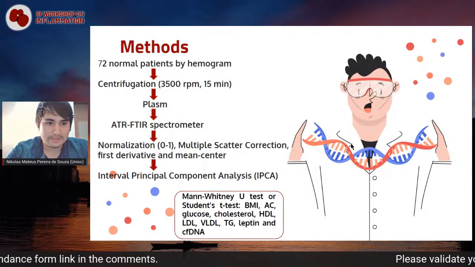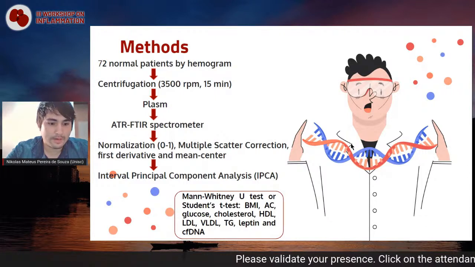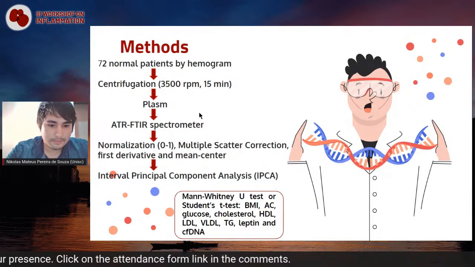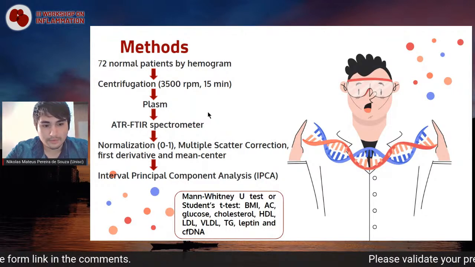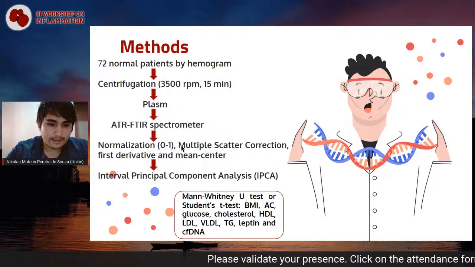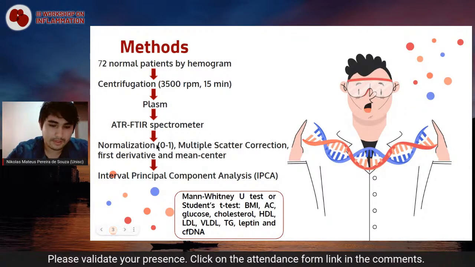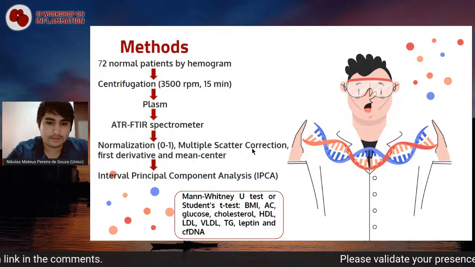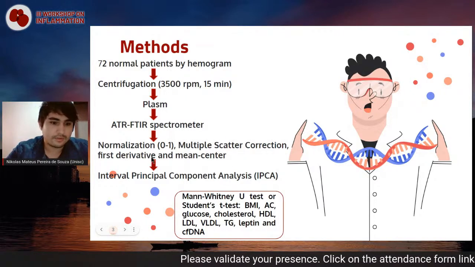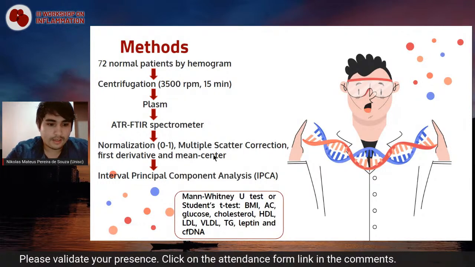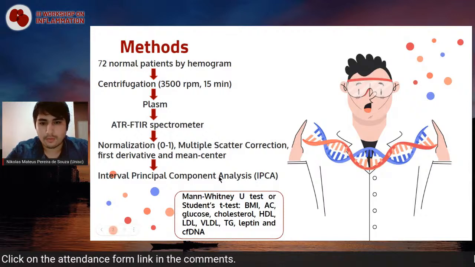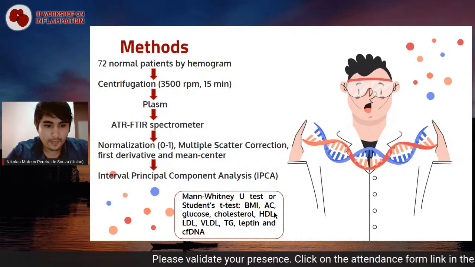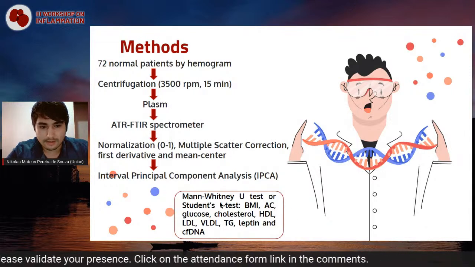In the methods, we used samples from patients who were normal by mammogram, and we obtained plasma by centrifugation, which was placed in the spectrometer for analysis. Subsequently, the chemometric analysis of the data is carried out with specific transformation and preprocessing, like normalization between 0 and 1, multiplicative scatter correction to correct the scattering effect, and first derivative to correct the baseline shift, and mean centering, which is a requirement for principal components analysis. And here we made a very interesting complementary analysis precisely to show the relevance of this research. Then we applied the Mann-Whitney test, or Student's t-test.